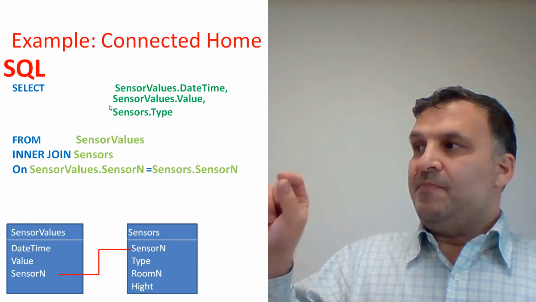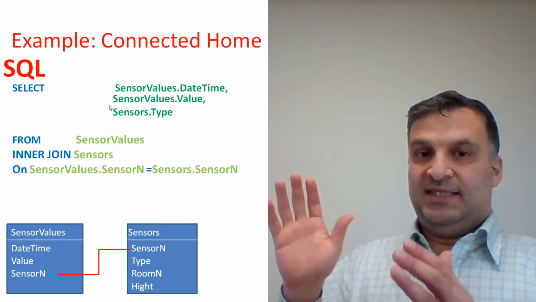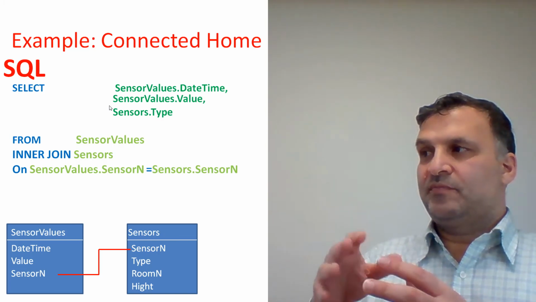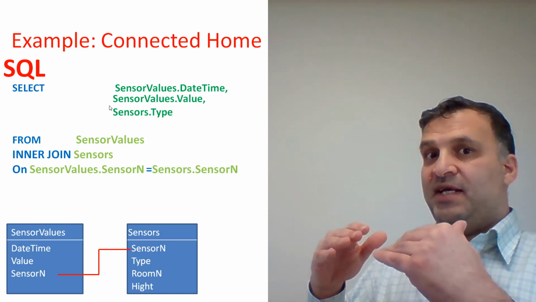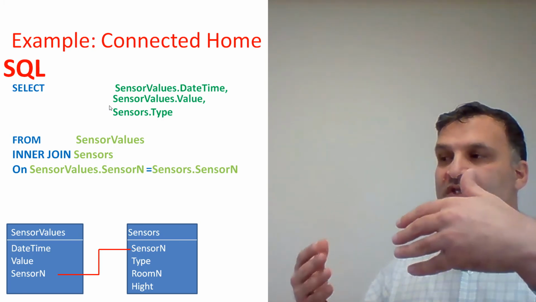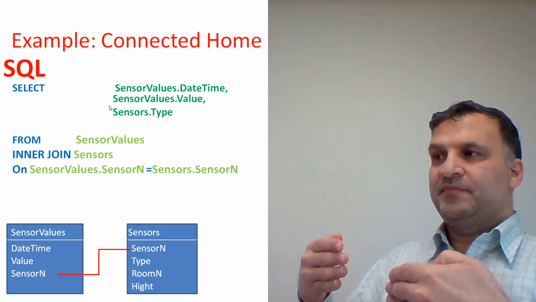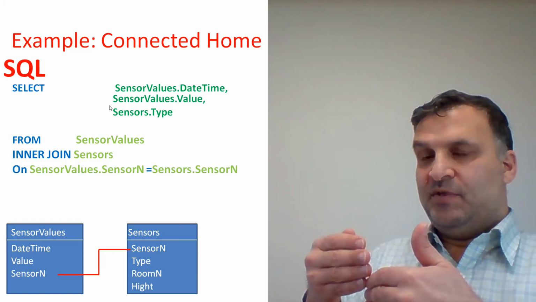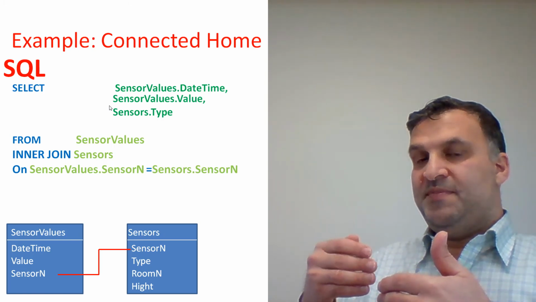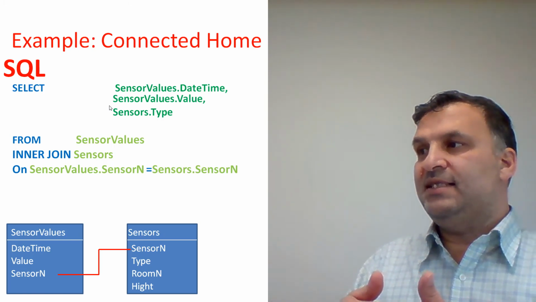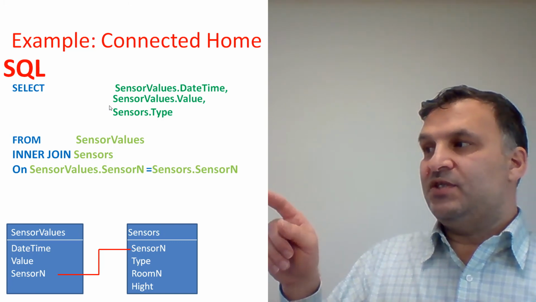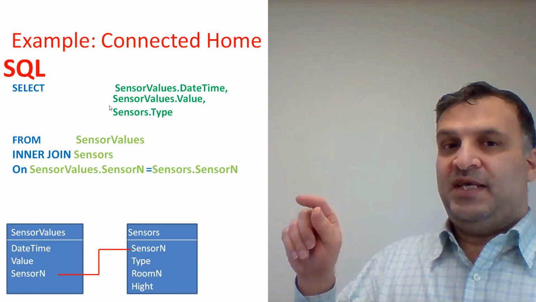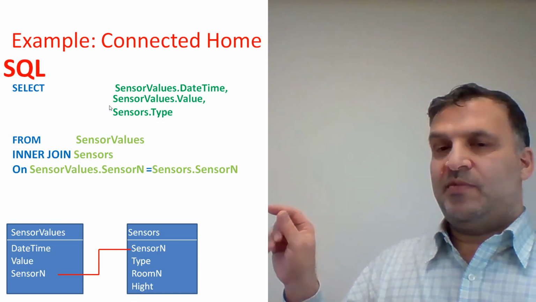From what? From sensor values, it is the first table. The second table, what is it? Inner join sensors. The database will create a huge table to cross these 2 tables together on... So what is the relationship between these tables? What is the parameter that allows me to combine these 2 tables? It is sensor values sensor number in the left table should be equal to sensors sensor number on the right.